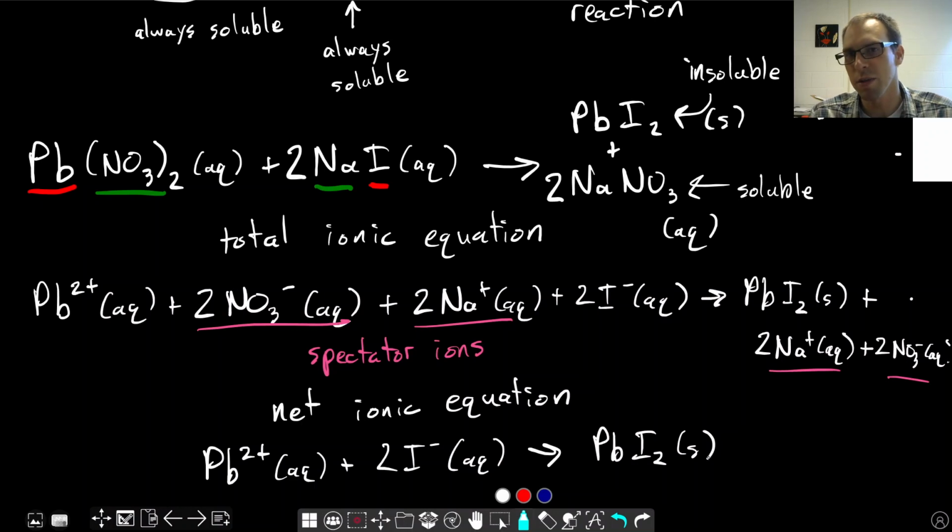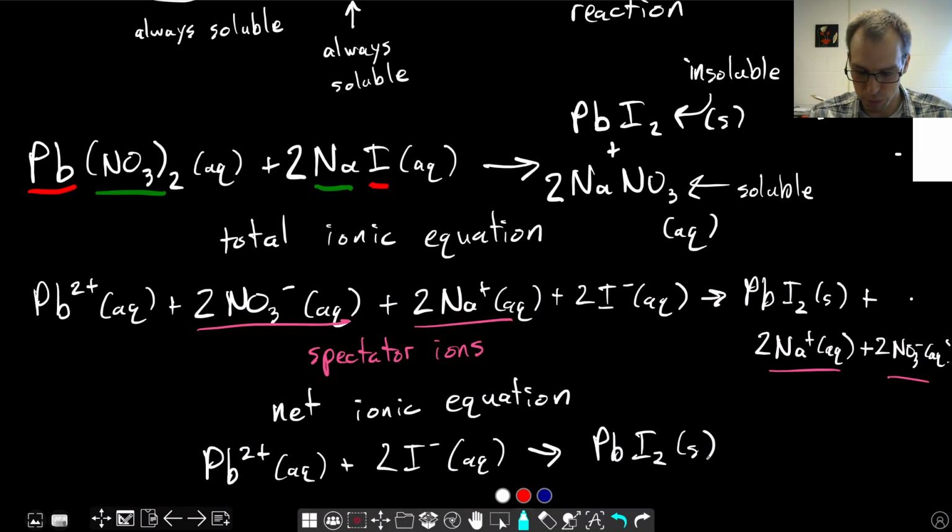We will usually start with things that are soluble, though not always. There are exceptions to that. And we'll look for something insoluble to form. Now, one thing that can happen is that both of your products are soluble. In this case we had an insoluble and a soluble product, but one thing that can happen is both your products are soluble. And in that case, there's no actual reaction that occurs.